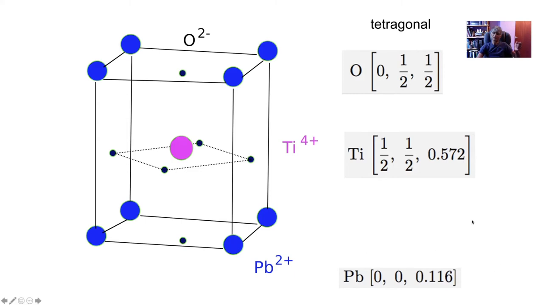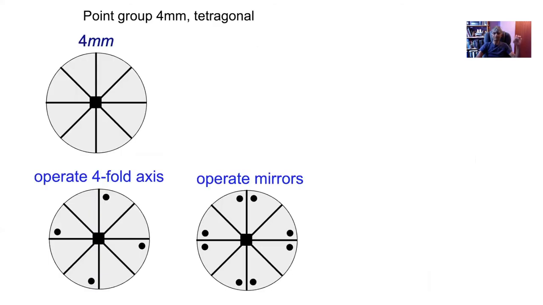And we will discover that the titanium atoms are located here, but not at the center. And the lead atoms are located not at the corners, but slightly above the corners. But this information you don't have at the moment. All you know is that the oxygen atoms are located at the face centers. So the point group is 4mm. That means that we have a fourfold axis at the center of this stereogram. We have a set of mirror planes here and an independent set of mirror planes parallel to the fourfold axis.